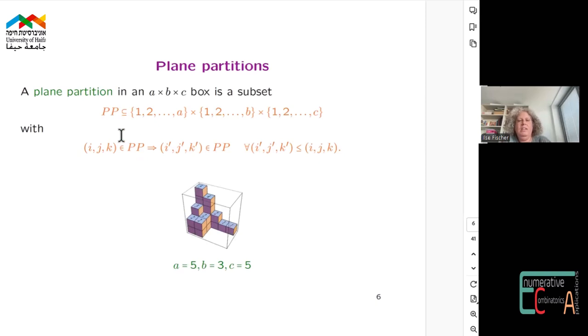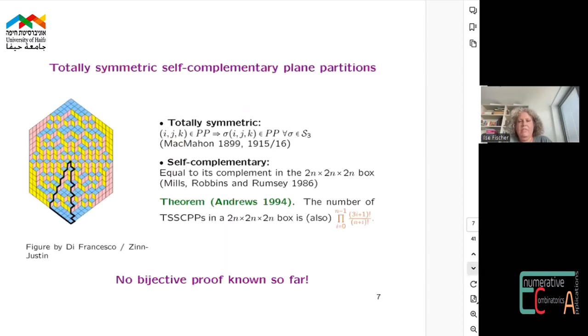More formally, you can define it as a subset of this Cartesian product if you want to define them as a subset of an A times B times C box. And whenever a triple is in a plane partition, then also every triple with smaller coordinates is in the plane partition. Of course, these triples encode the unit boxes in the bigger box. So that's a plane partition. However, I'm not interested in all plane partitions. I'm interested in very symmetric plane partitions. So let me explain what I mean by that.